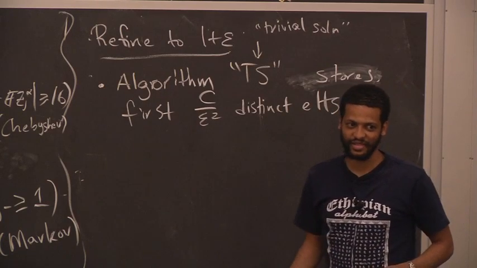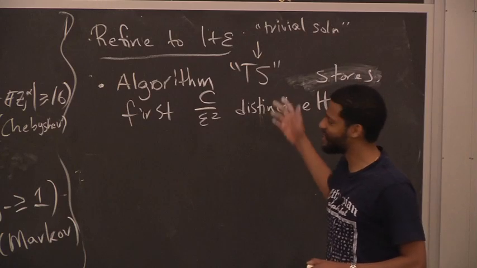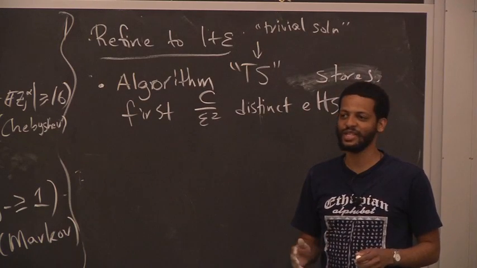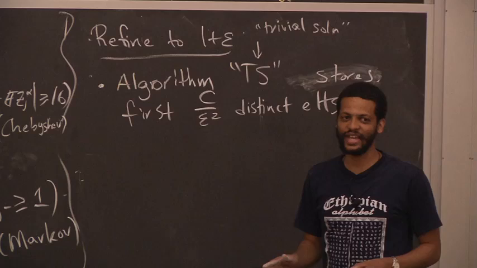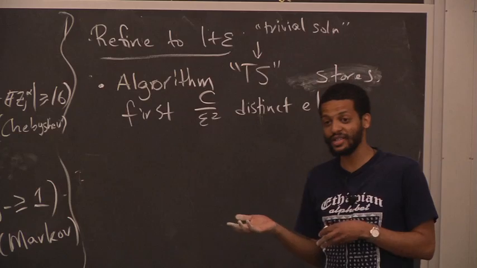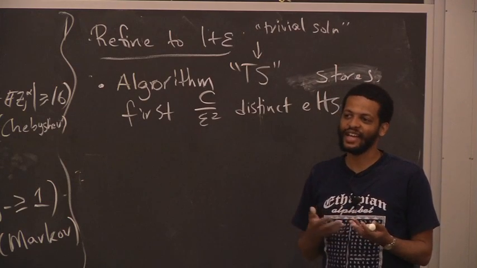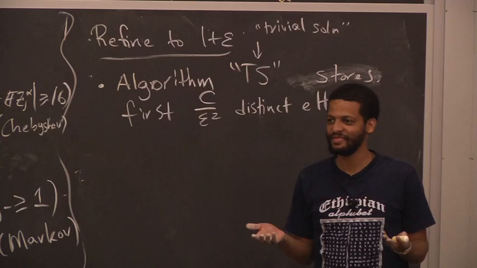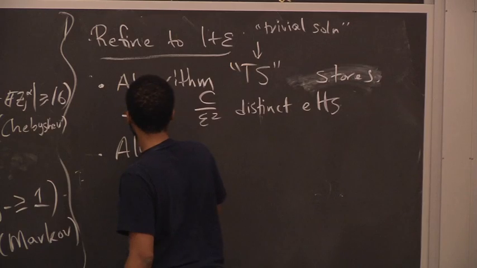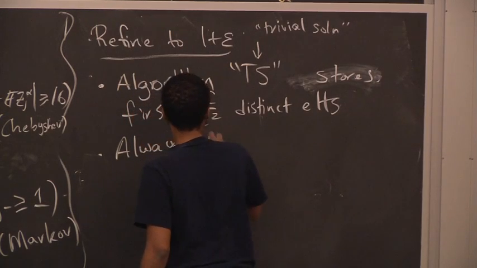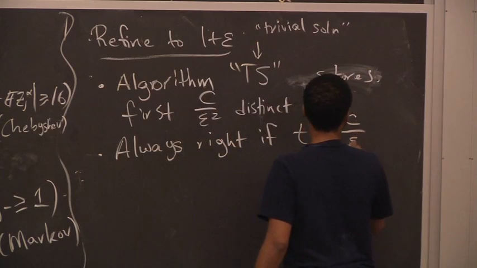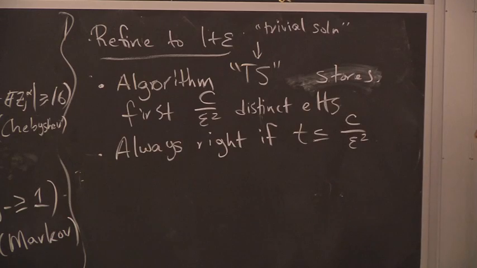And then when you ask it how many distinct elements there are, it just tells you how many things it's stored. So observation: this TS algorithm always gives the right answer as long as the answer is small. If the answer is less than C over epsilon squared, it will give you the right answer. If the answer is bigger than C over epsilon squared, then it'll give you a severe underestimate. Okay? So it's always right if t is at most C over epsilon squared. Otherwise, it gives you some underestimate.